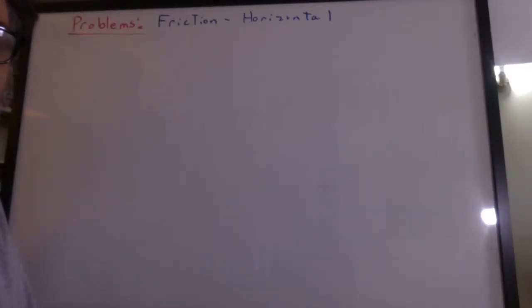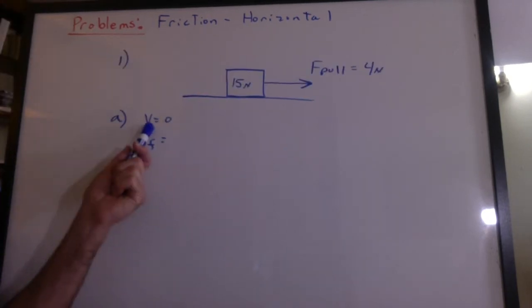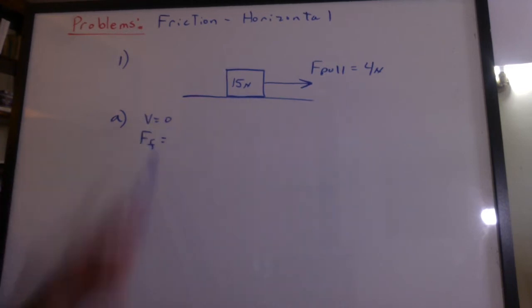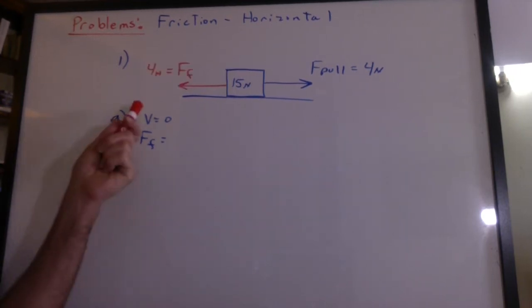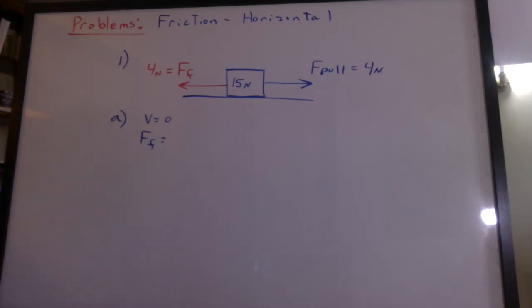We're going to do some problems, friction on the horizontal plane first. We put a block on a plane, it's at rest, it weighs 15 newtons. I pull with 4 newtons, it's still at rest. What's the force of friction? It's got to be 4 newtons because it's not going anywhere. The sum of the forces has to be 0.